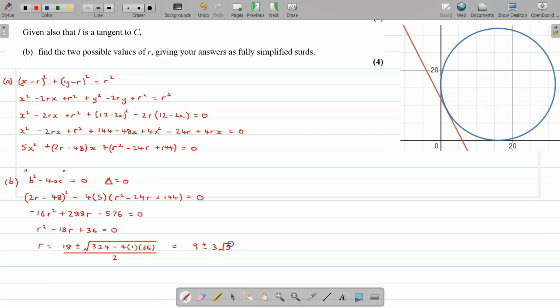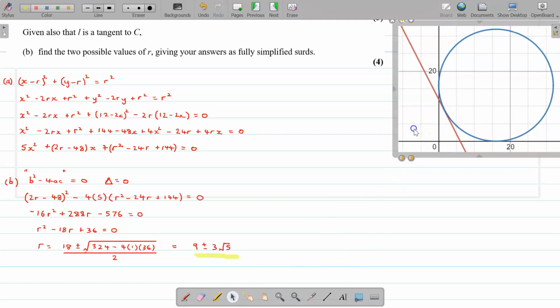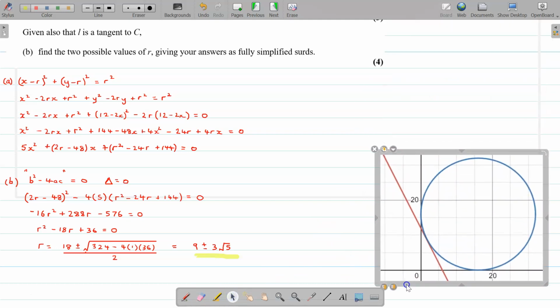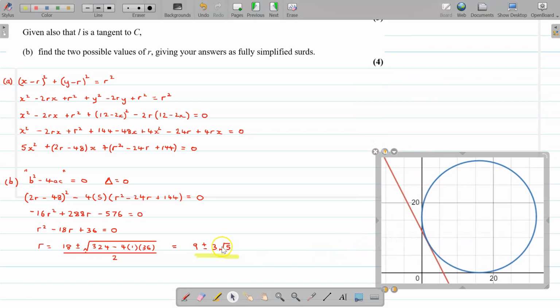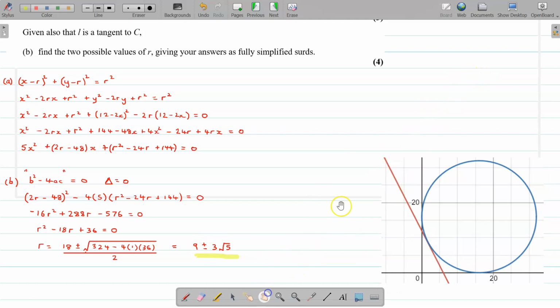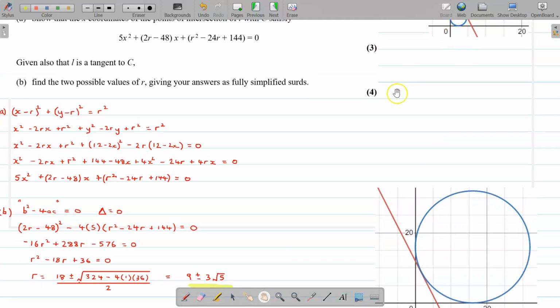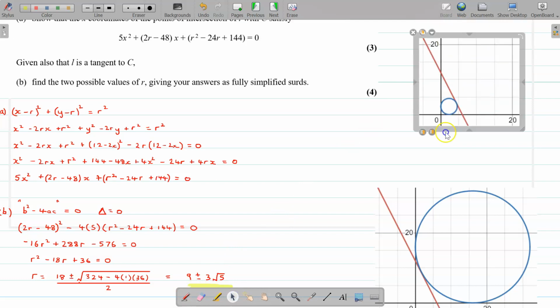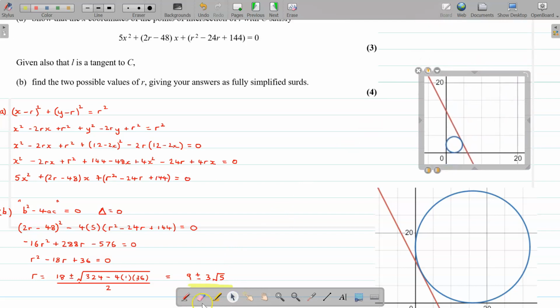Okay, and they are indeed the two values of r which satisfy that equation. And they're the two images that we get from the graphs, which I'll just pull that down again. So that's the large circle using when r is 9 plus 3 root 5, and then up here we had the opposite situation where r was the smaller of those values, giving rise to the smaller circle there.